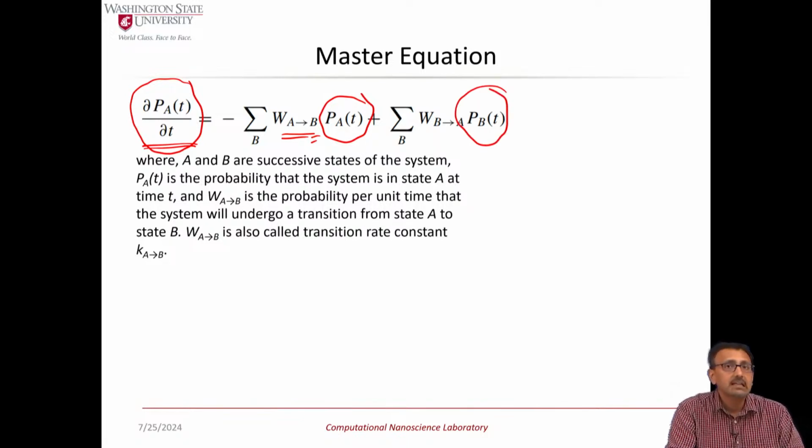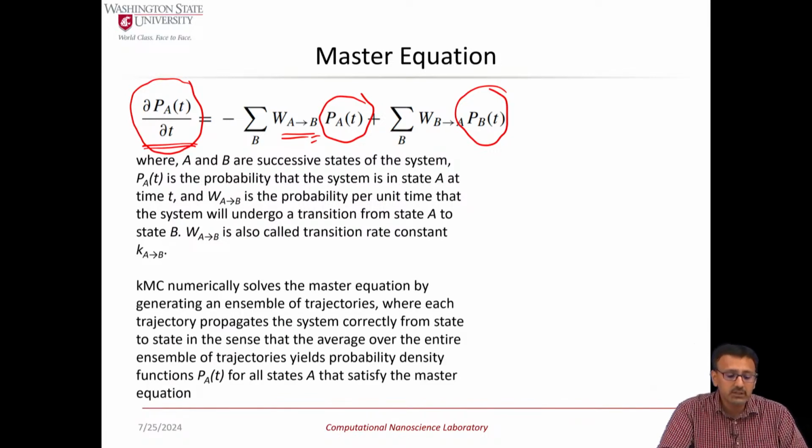But it's an incredibly challenging equation to solve analytically, simply because you have to account for the tremendous number of events that can happen as the system does its Markovian walk. Okay? So what kinetic Monte Carlo does is it numerically solves this master equation by generating a trajectory or a collection of trajectories, stochastically speaking, where in each of these cases the system evolves with time from state A to state B in a non-linear manner with time.